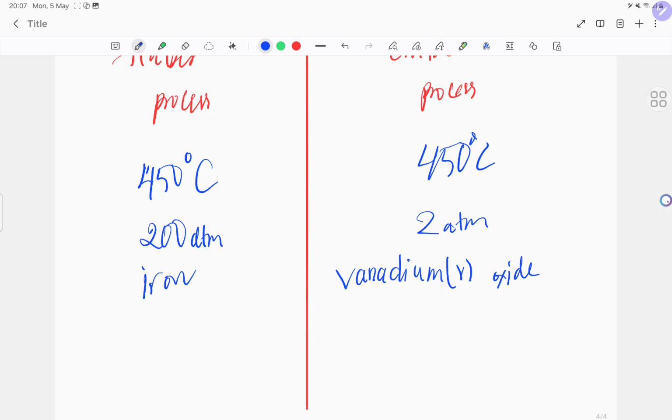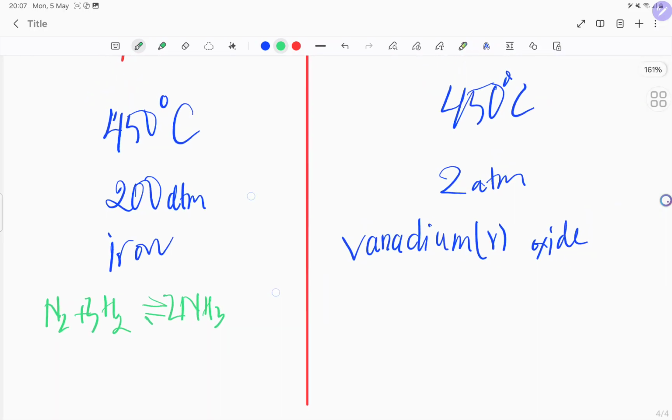But here's the different one. The process here has only one reaction, which is nitrogen reacting with hydrogen to make ammonia. So NH4, or NH3. Yeah, NH3.